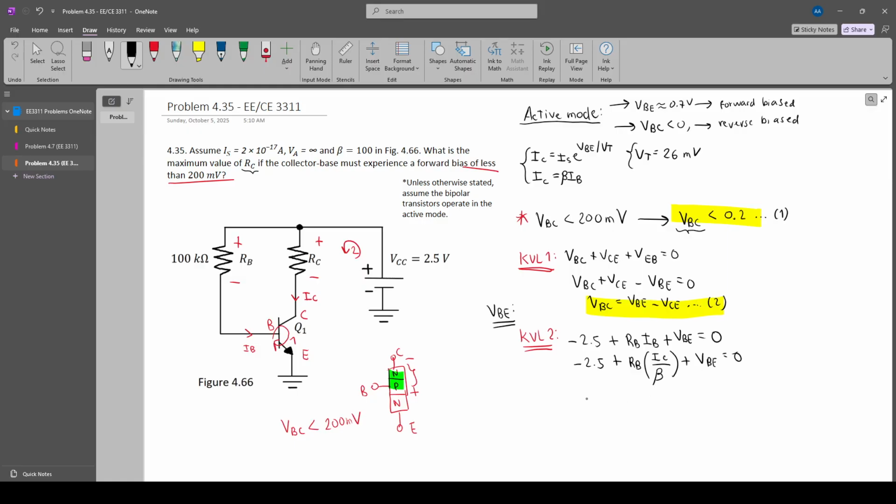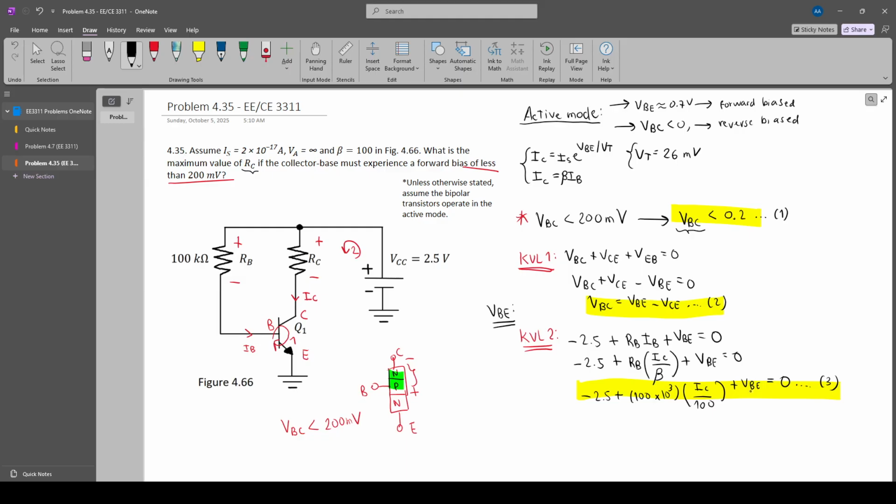Let's keep working with this. So minus 2.5 plus RB, and RB is 100 kilo ohms, IC, we don't have IC yet. Beta is 100, right? According to the problem, right? This is given by the problem. Plus VBE equals 0. Okay, so we have this next expression. Let's call this expression 3. Okay, let's highlight this. This expression 3, right?